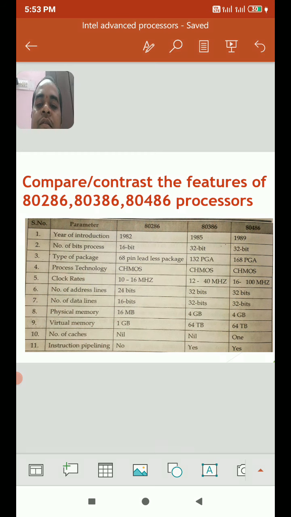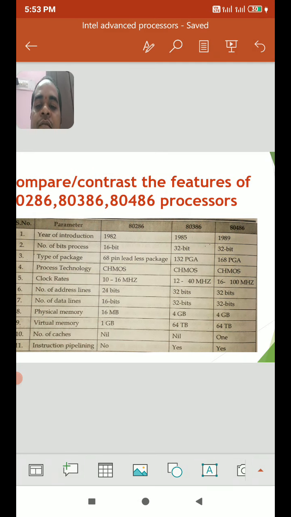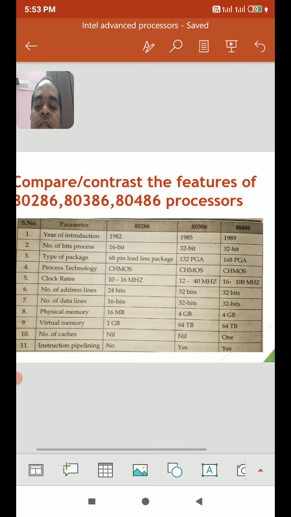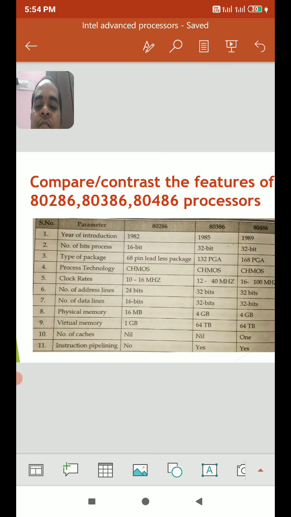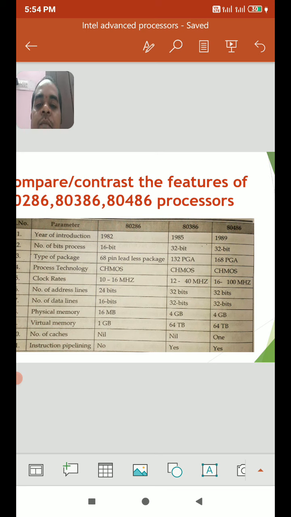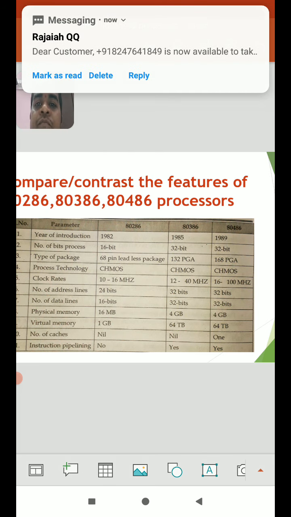For the 80386, 32 address lines are present, so 2 power 32 equals 4 GB of physical memory. For the 80486, the same 32 address lines are there, so 2 power 32 means 4 GB of physical memory. The 80386 and 80486 have the same features, with only some extended differences like the 132 pin PGA and the 168 pin IC.